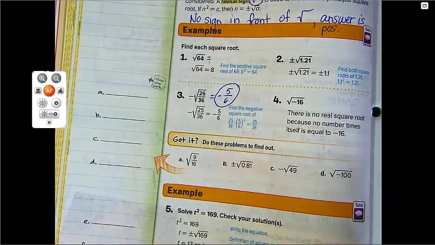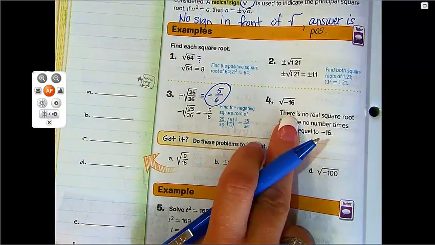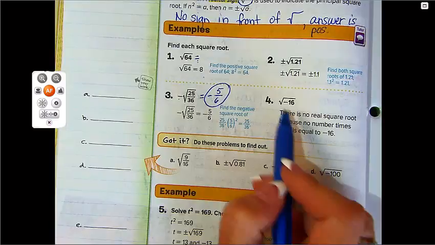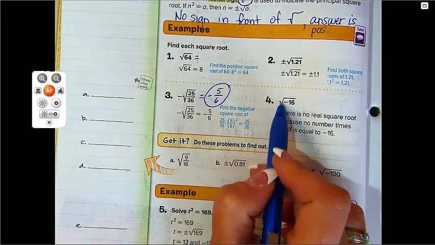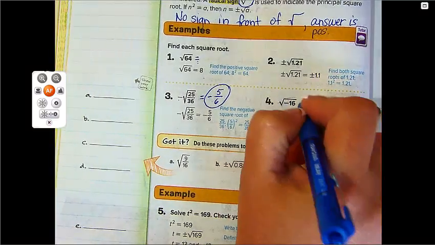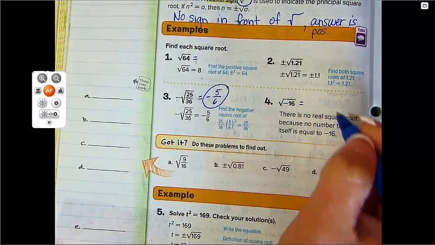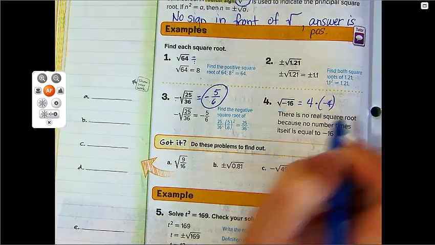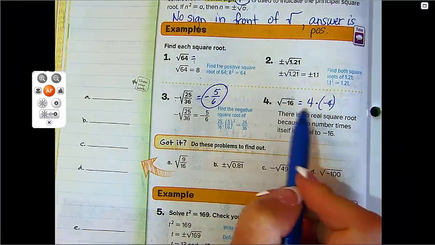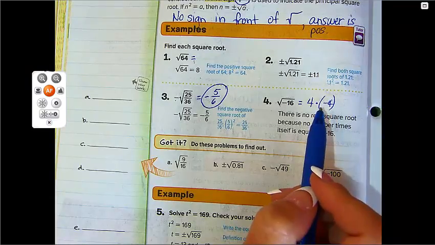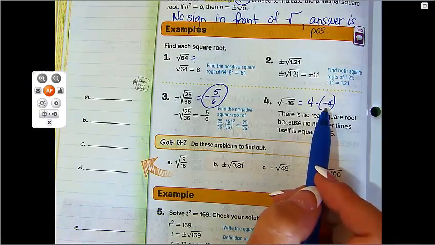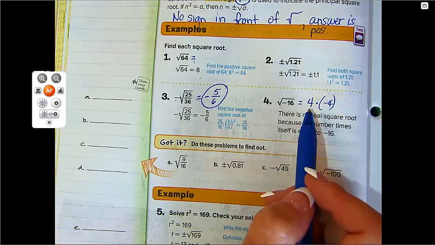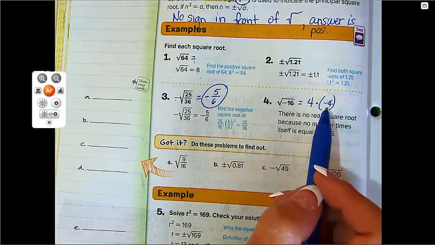Okay? On number 4, it's tricky. It tries to confuse you because it takes the radical of negative 16. What two numbers can I multiply together to get a negative 16? Well, I can take a 4 and a negative 4. And yes, the 4's are the same, but one's positive and one's negative, so they are not identical. If they are not identical factors, then they cannot be the square root of the number. They have to be identical, meaning they both have to be positive or they both have to be negative.